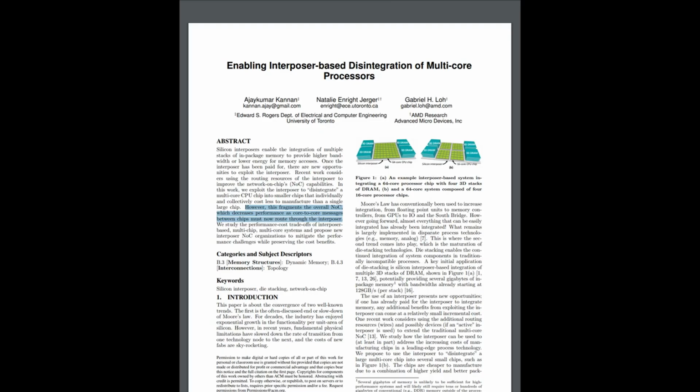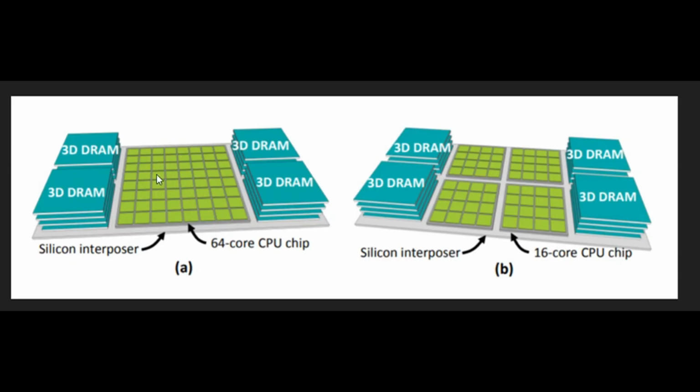So why would you not do this? Well, one of the reasons you wouldn't do this is that when you split one chip, you also fragment the network on the chip, and this decreases performance, as the core-to-core messages between chips must now route through the interposer. All of this would have been one connected network. But now when the chips need to talk to each other, CPU to CPU, in any direction, they now need to go through the interposer in order to do so.